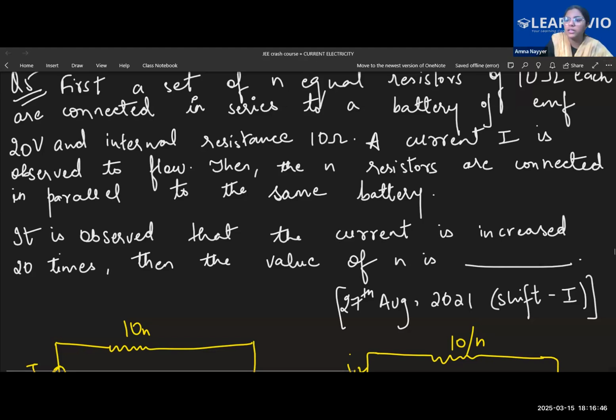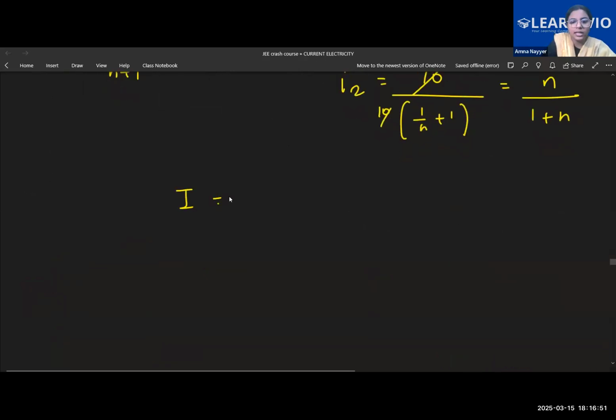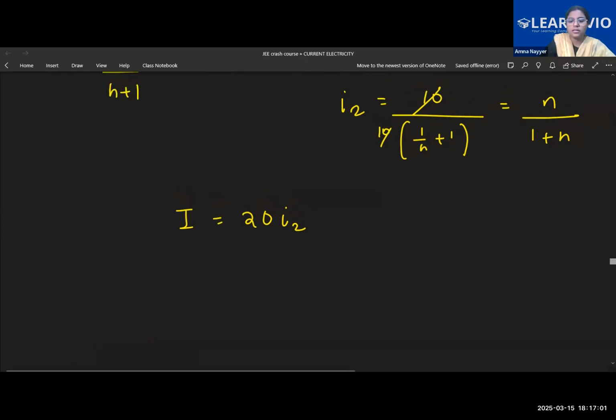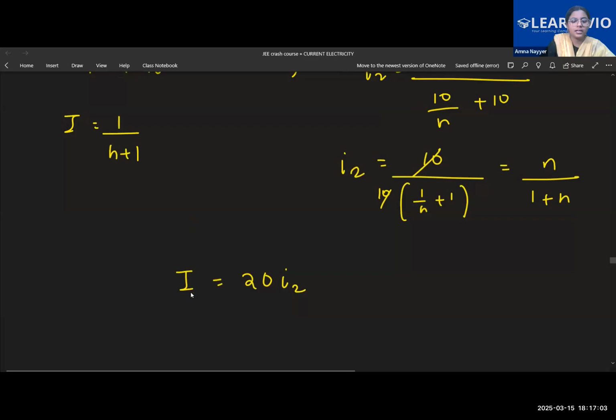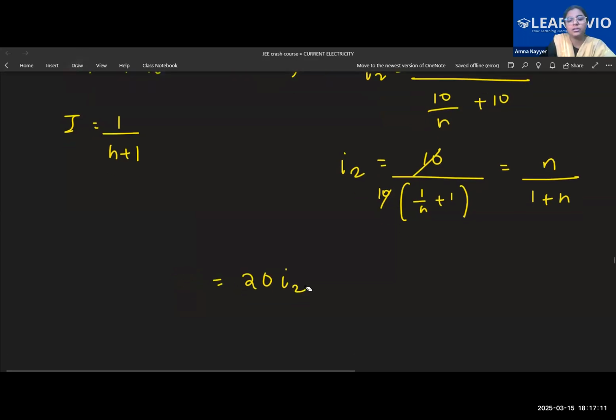You get the value of n. One variable was only missing. Means we can say here that value of I will be 20 times value of I2, right? No, this is saying the value of I, this is the series connection, right? So this is reversed. Its previous is I2. Yeah, we have chosen I2 as the new current. So the parallel current will be 20 times the initial one. This is the statement that is given.